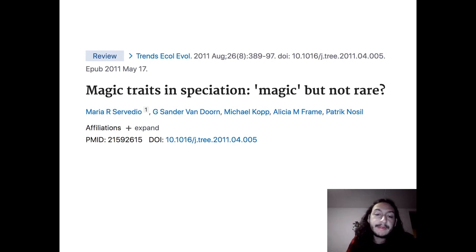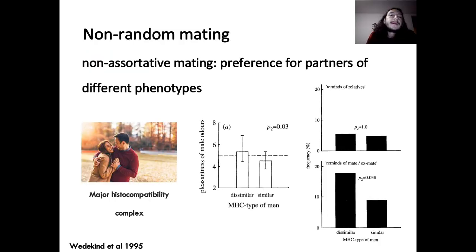Yeah, and this leads to speciation without the need of actually having geographical barriers in there. Then another case of non-random mating is the opposite pattern of assortative mating, so non-assortative mating, which is the preference for partners with different phenotypes than yours, and this could also lead to different evolutionary consequences.